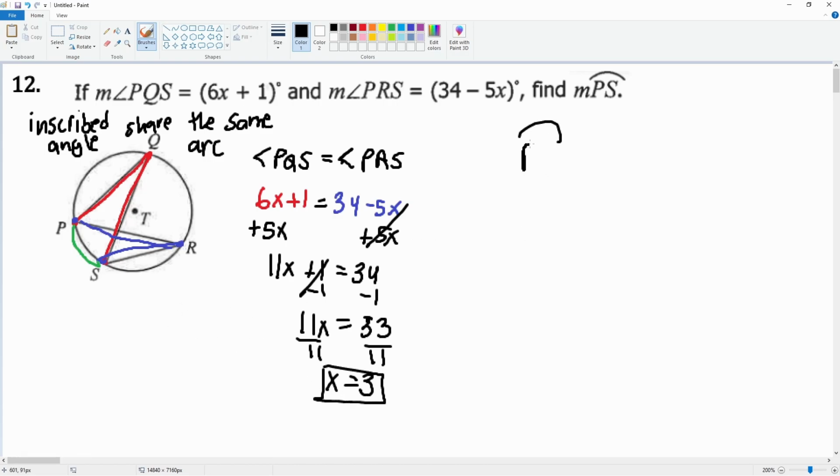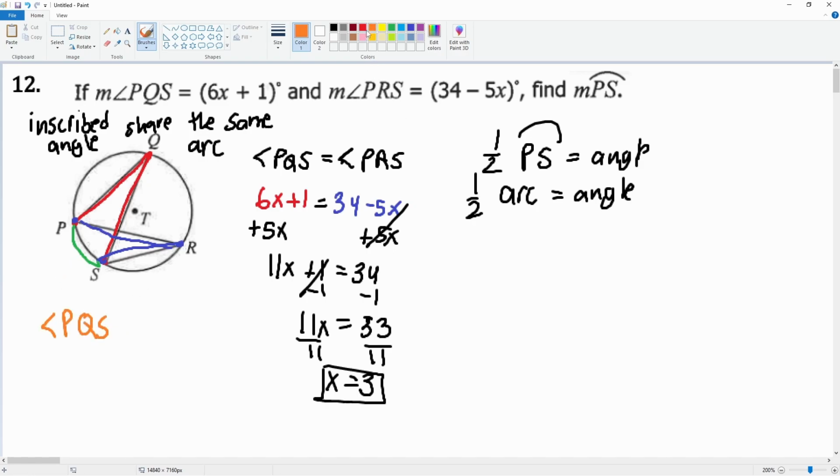Now you want to find that measurement of arc PS. PS is the arc, but you need to know that this is the arc, right? We know that if we half the arc, that's going to be equal to the angle. So we just need to know what the angle is. Well, let's find out one of the angles, right? So here's one of the angles. PQS was in red. So let me change the color for you.